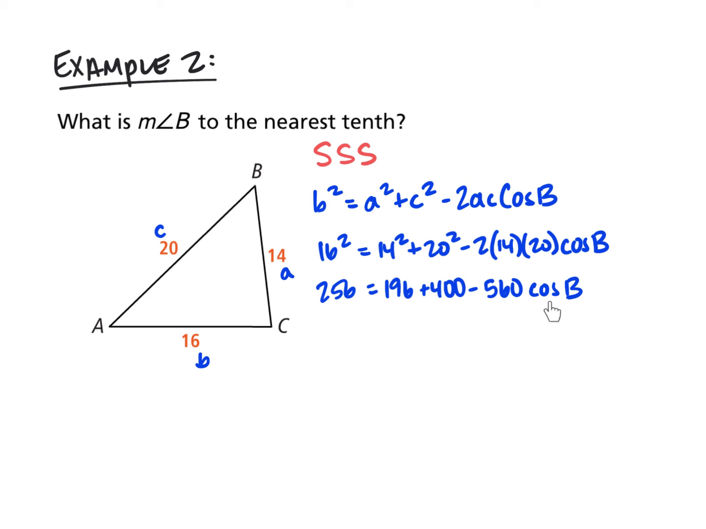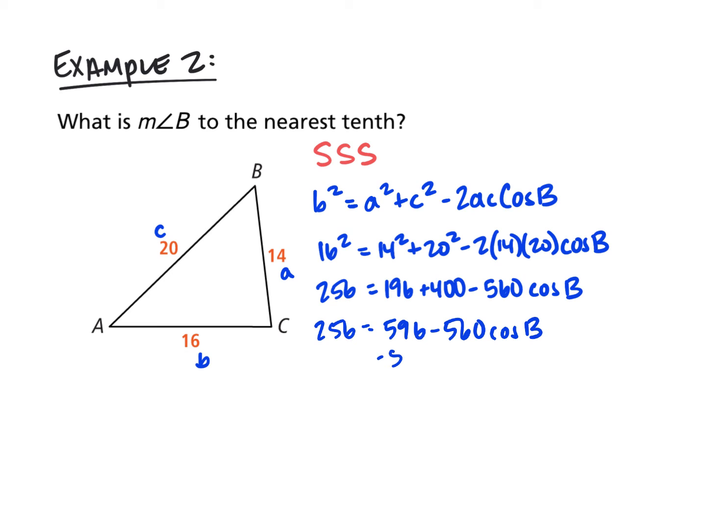Think of cosine of b like it was its own variable. Let's try and isolate this part, cosine b. So we need to move all these other things to the other side. First, I'm going to combine some like terms here. I have 596 minus 560 times cosine b.